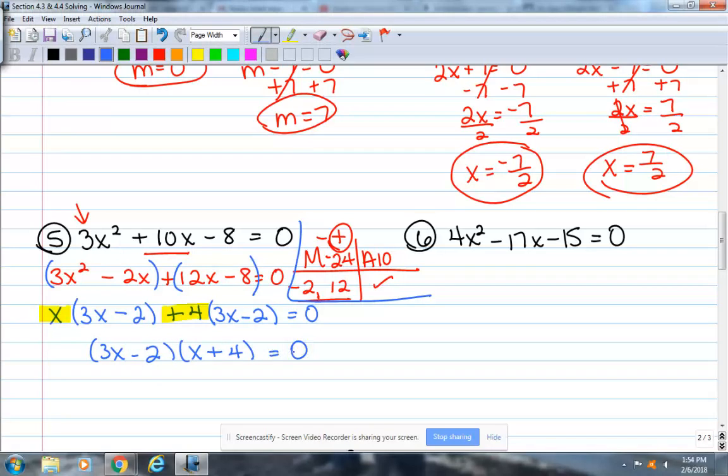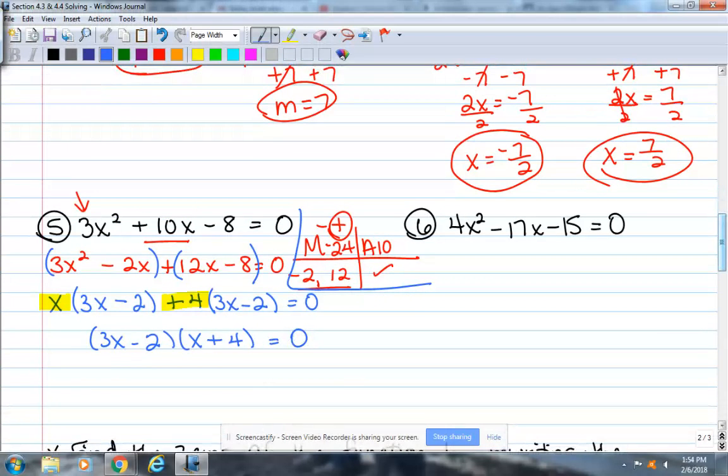Anybody have a question so far before I finish the rest of it? Because that's the hard part. Now we're at the easy part. Are we good so far? Okay. So now what do I do to finish it? Set them both equal to 0. Yeah. Like you did up there. So 3x minus 2 equals 0 and x plus 4 equals 0.